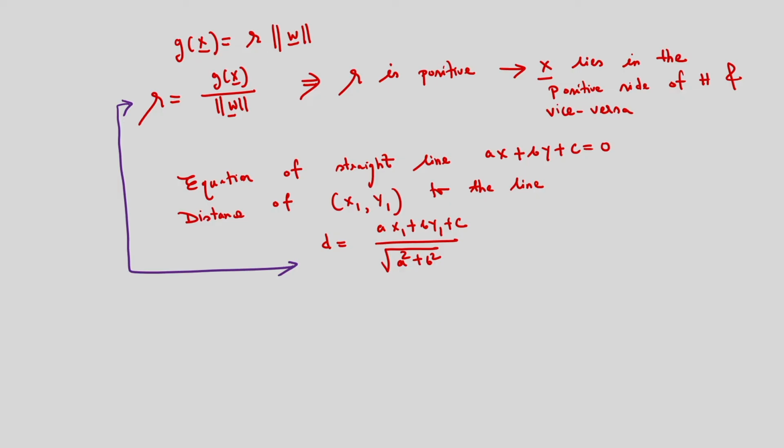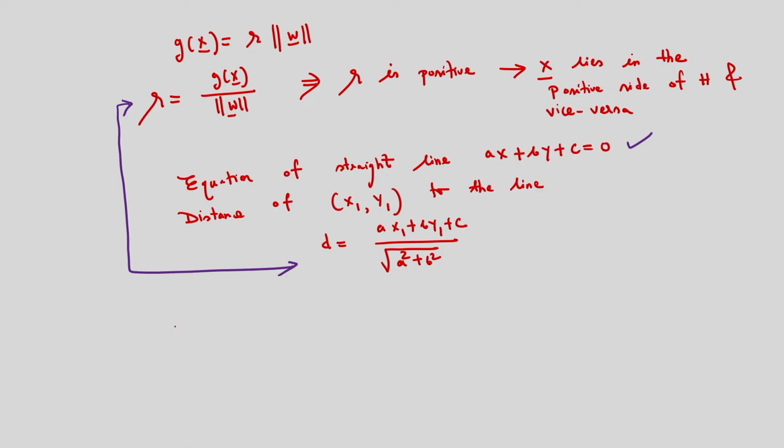Here r is the distance of the point x from the hyperplane. In the two-dimensional case, the equation of the straight line is given by this, and the distance of the point (x1, y1) to the line we can determine like this: d is equal to (a x1 + b y1 + c) divided by the square root of a squared plus b squared. So this is very similar to the equation of r, where r is equal to g(x) divided by the norm of w.